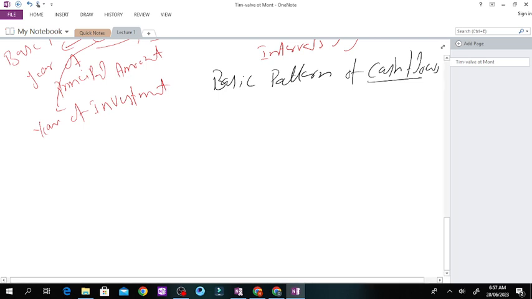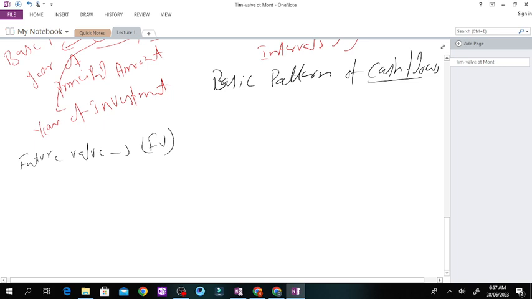The first one is future value. Future value, as the name suggests, is the amount you will receive after depositing or investing, based on your interest rate. So anything you would receive at the end is known as future value, and we simplify it as FV.